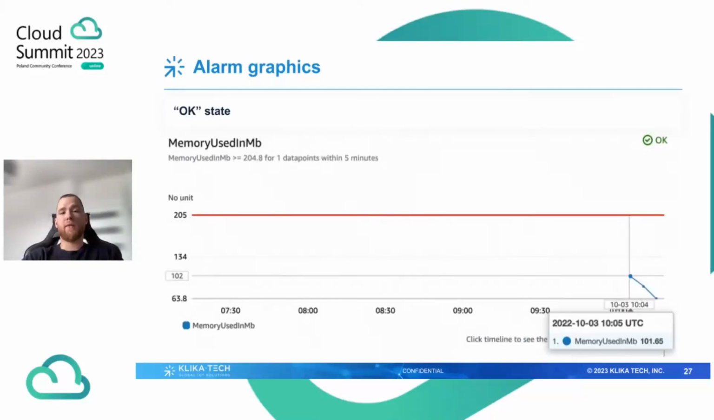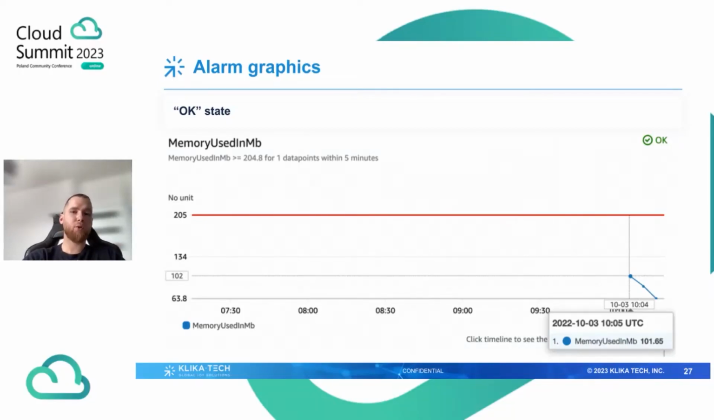Now let's take a look at some graphs that demonstrate how alarms are reflected in Amazon CloudWatch. On this slide, you can see a graph representing the memory used metric of a Lambda function. As you can see, the current state of the alarm is OK. And we can notice that there were a few calls to our Lambda where the memory used metric exceeded 100. The threshold for this alarm is set at almost 205, which means that we are still within the safe limits.